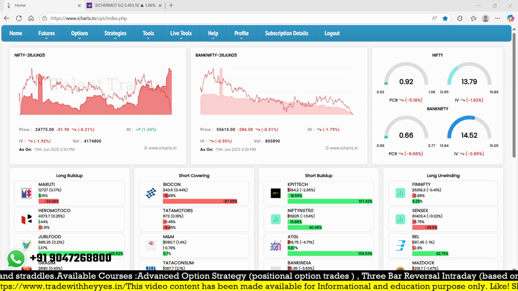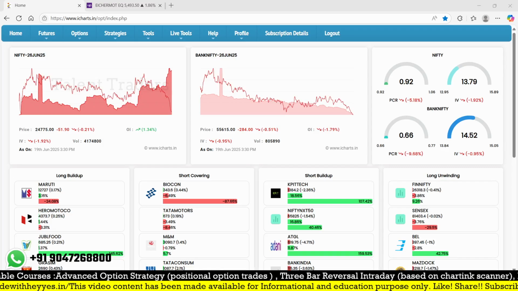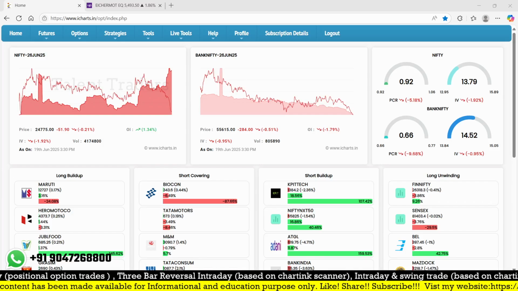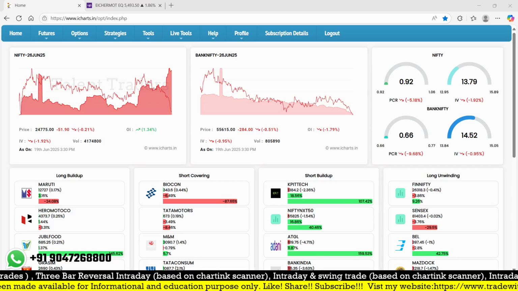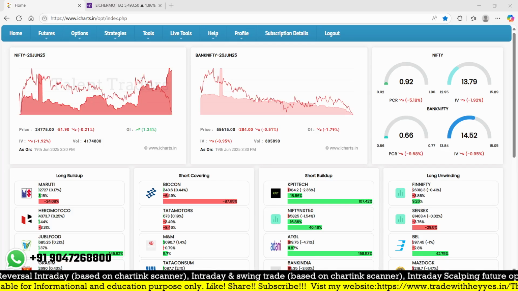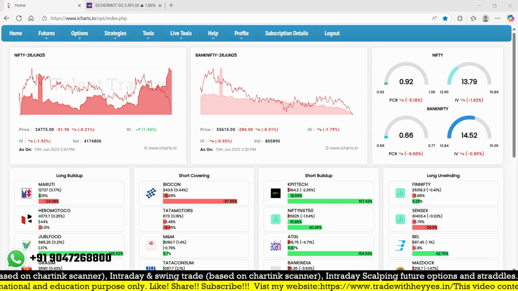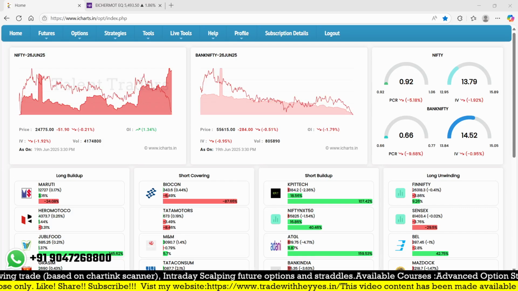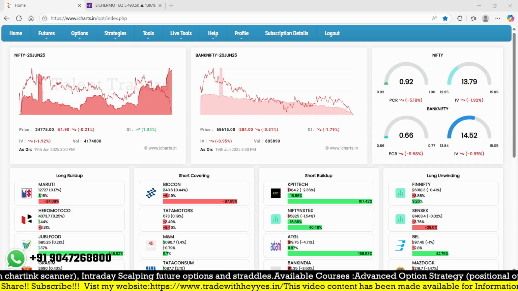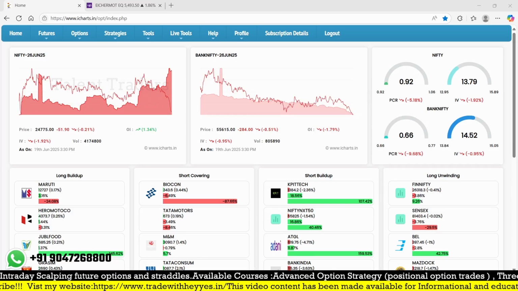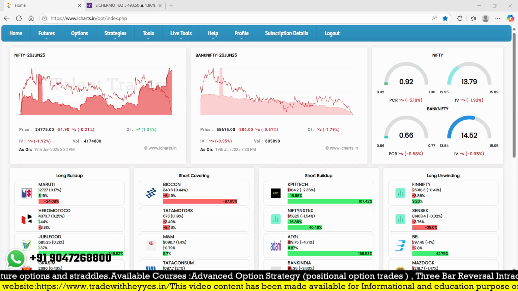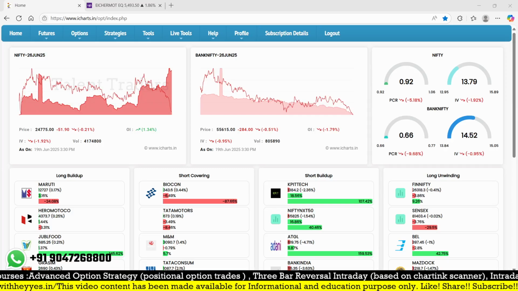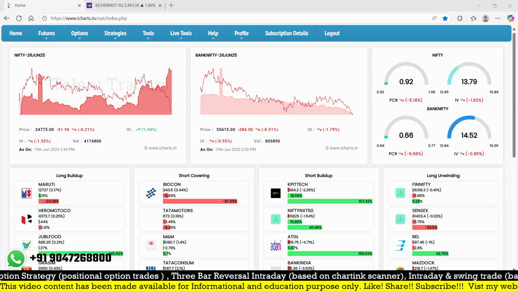And in this video, I'm just going to discuss my positional option strategy. It's one more tool which we can use for filtering stocks based on our strategy. That tool is iCharts, which I'm going to discuss in this video. This video is mainly for my students who are finishing our advanced option strategy courses, and it may help you find stocks even better.